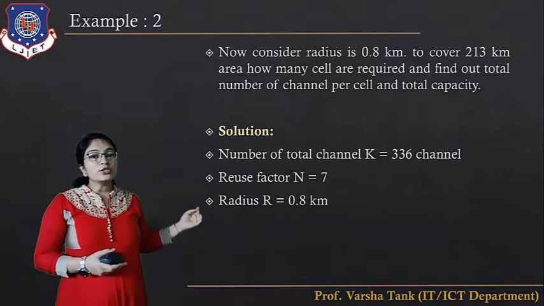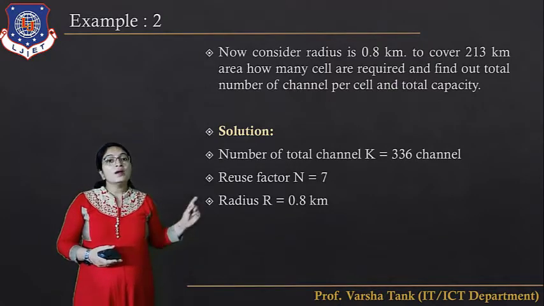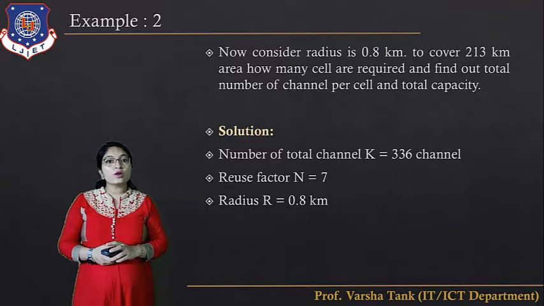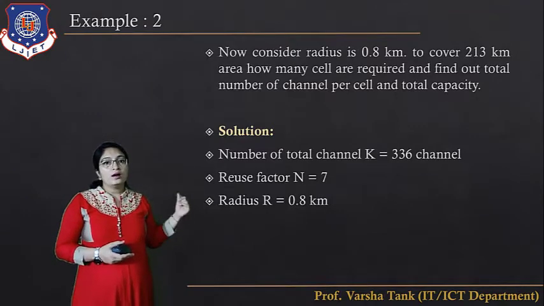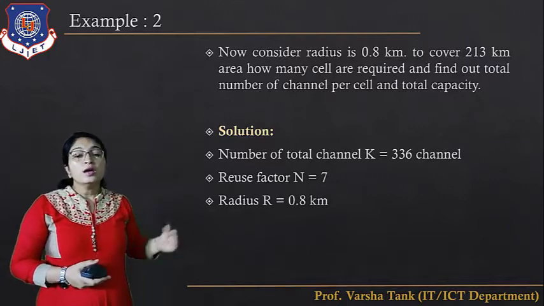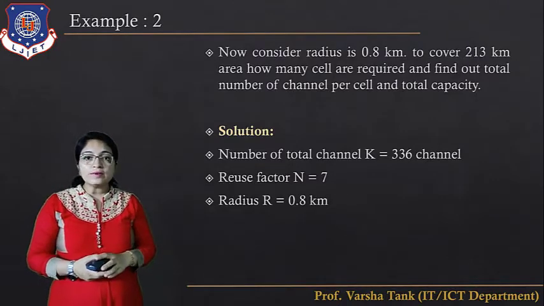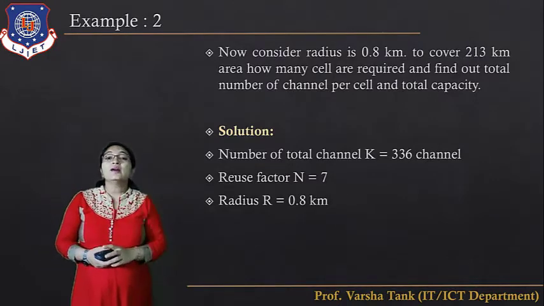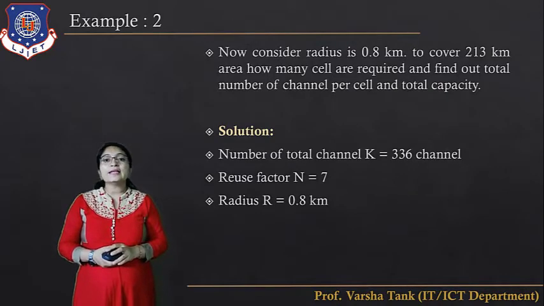So what is the solution for this example? The number of total channels K is 336 channels, which we have taken from the previous example. Here we are just changing the radius. Reuse factor N is equal to 7. Again, we are considering the same example. Radius is equal to 0.8 kilometers.